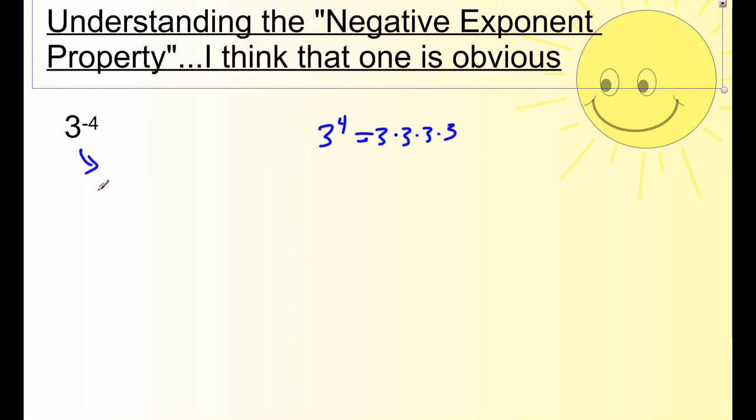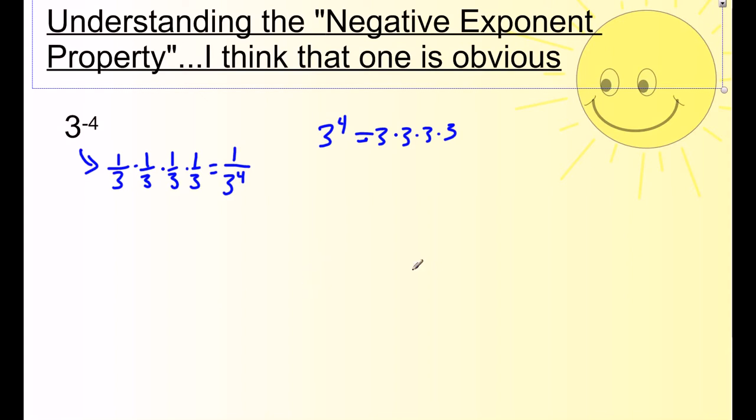So what this actually gives us, it's kind of weird. It's like 1 over 3 times 1 over 3, and so on, which in this case is just 1 over 3 to the 4th. Now this is just one way of thinking about it. It's not the only way. A way that I like to describe this is whenever you have a negative exponent, the way you get rid of that negative exponent is you pass it over the fraction bar.